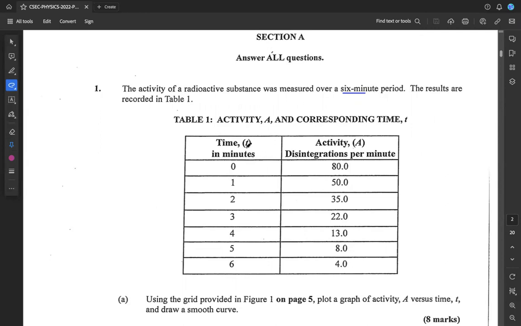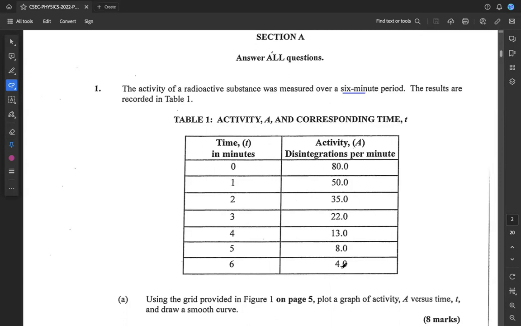If we look at table 1, we see that there's a time and there's an activity, in units of disintegrations per minute, that's associated with that time. So we have our activity and the corresponding time at which that's the activity of the sample. We go from 0 minutes to 6 minutes, and we see that the activity is changing from 80 to around 4 over that time period.